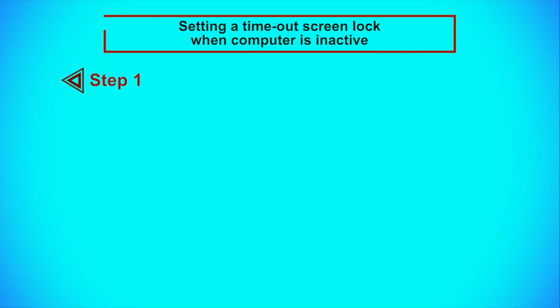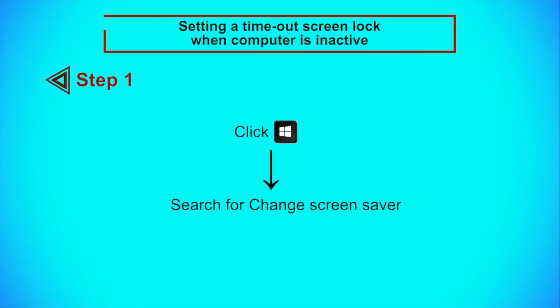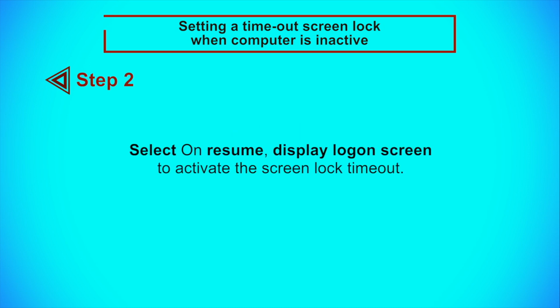If you step away from your computer and forget to lock your screen, your computer should automatically lock itself after several minutes of inactivity. Step 1. Click on the Start button and search for Change screen saver. Step 2. Select On resume, display logon screen to activate the screen lock timeout.